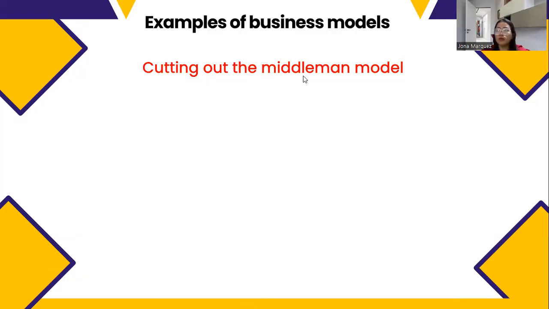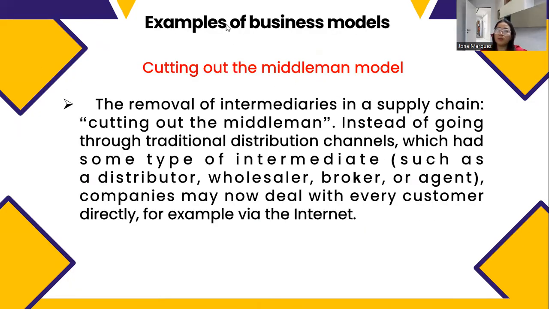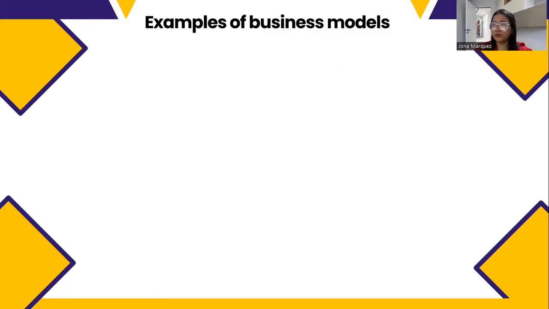Okay, the cutting out the middleman model. This is a type of business model wherein it removes the intermediaries. It removes the distributors, wholesalers, brokers, or agents. Meaning, the company goes directly to the customers. Usually these cutting out the middleman models are companies that use the internet or online platforms so they can directly sell their product to their customers.